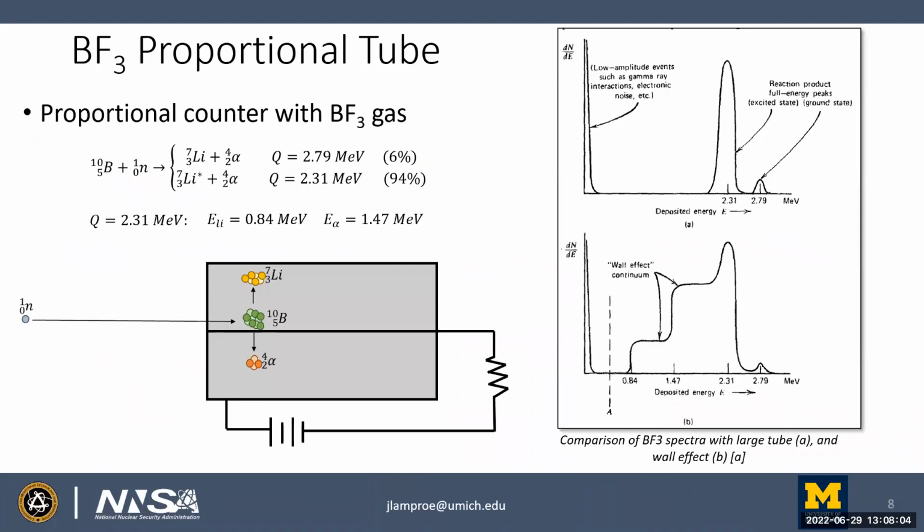For the BF3 proportional tube, this is just a proportional counter in which the boron is mixed with the proportional gas. A neutron is going to come in, interact with the boron that's in the gas, and produce lithium and an alpha, which is then going to interact with the gas to cause the interaction that makes the signal in a proportional tube. In a perfect ideal spectrum, you're going to get these low amplitude events like gamma rays and noise down here.